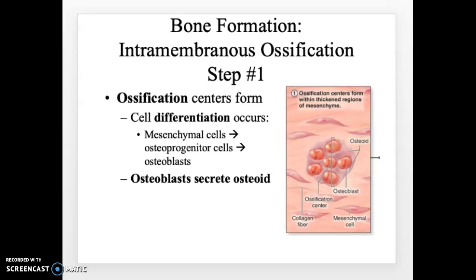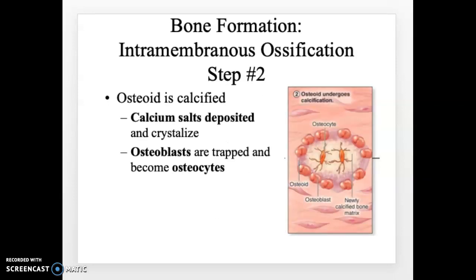So step 1, ossification centers form. They form within a thickened region of the mesenchyme. Here the mesenchymal cells will differentiate into osteoprogenitor cells, which eventually develop into osteoblasts. And osteoblasts secrete the osteoid tissue, that's that soft, gooey stuff. Then the calcium and phosphate crystallize, and they kind of stick the osteoblasts within themselves, and then they become osteocytes once they're trapped.